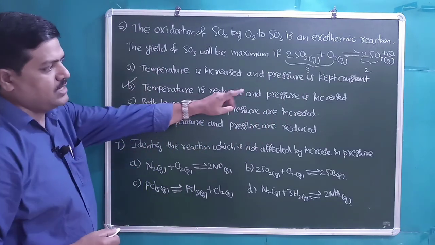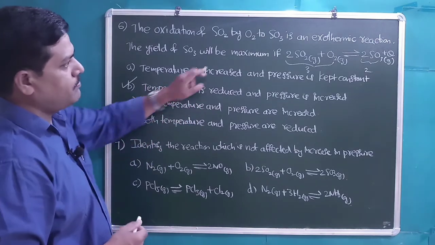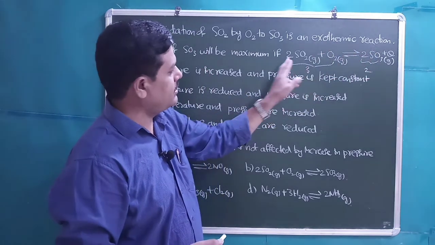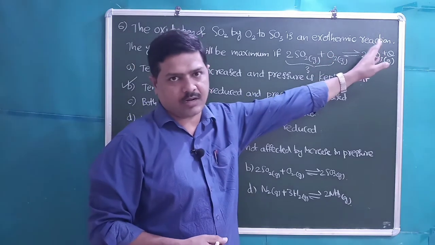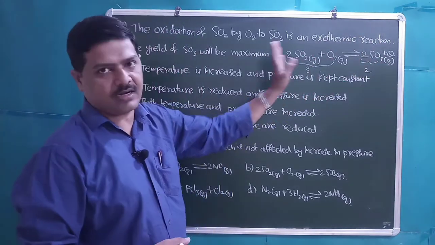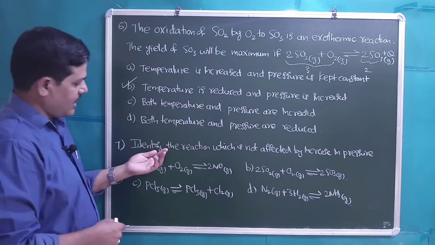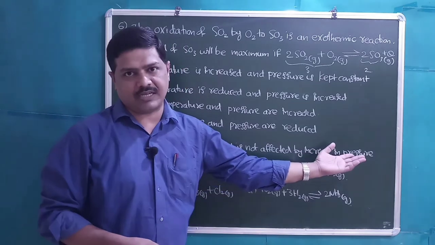Temperature is reduced and pressure is increased. Because according to Le Chatelier principle, being an exothermic reaction, low temperature is favored. And as the pressure increases, equilibrium will shift towards the lesser number of moles, that is the forward direction. So option B is right. Last question. Identify the reaction which is not affected by increase in pressure.